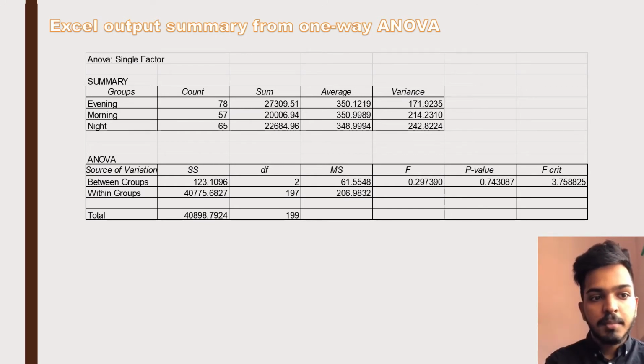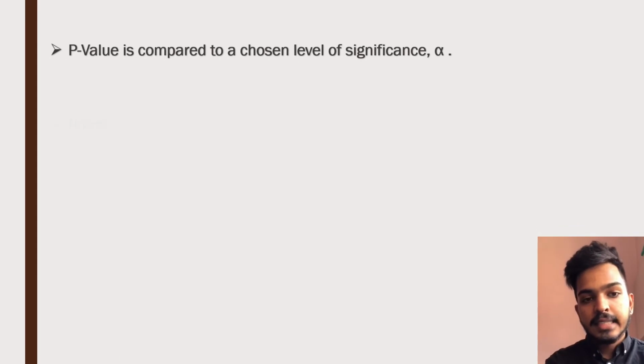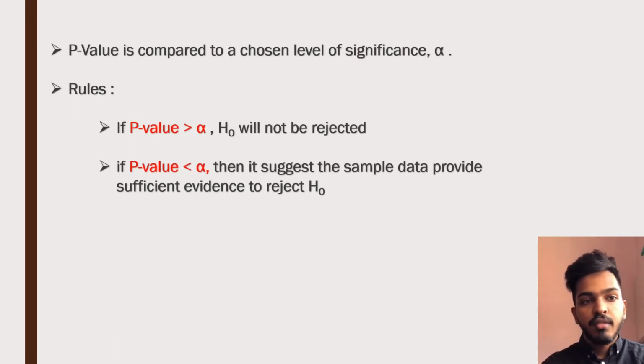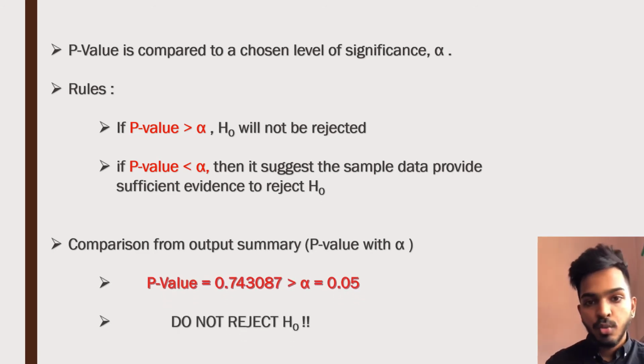From this we will obtain the p-value, which is 0.743087. This p-value is greater than the value of alpha, which is 0.05. If the p-value is greater than the alpha value, H0 would not be rejected. If the p-value is less than the alpha value, then it suggests the sample data provided sufficient evidence to reject it. So when we compare, the p-value of 0.743087 is greater than 0.05. Thus we do not reject H0.